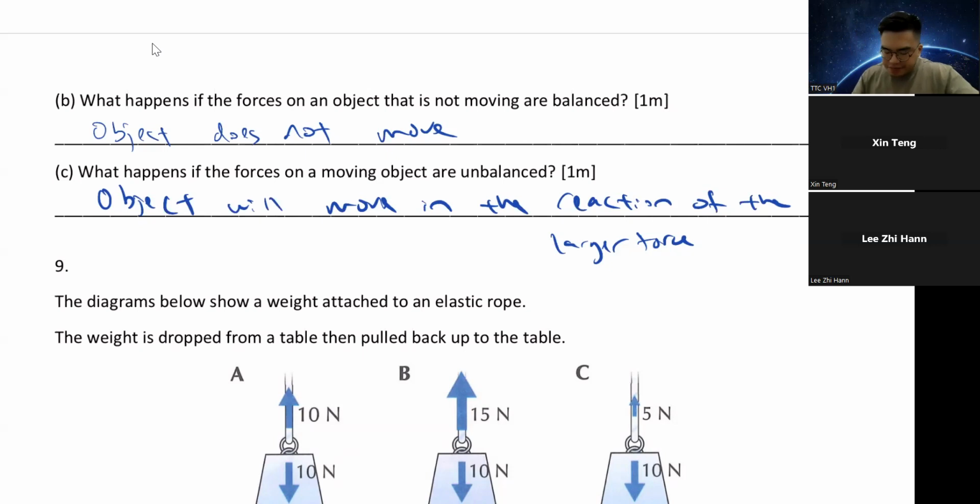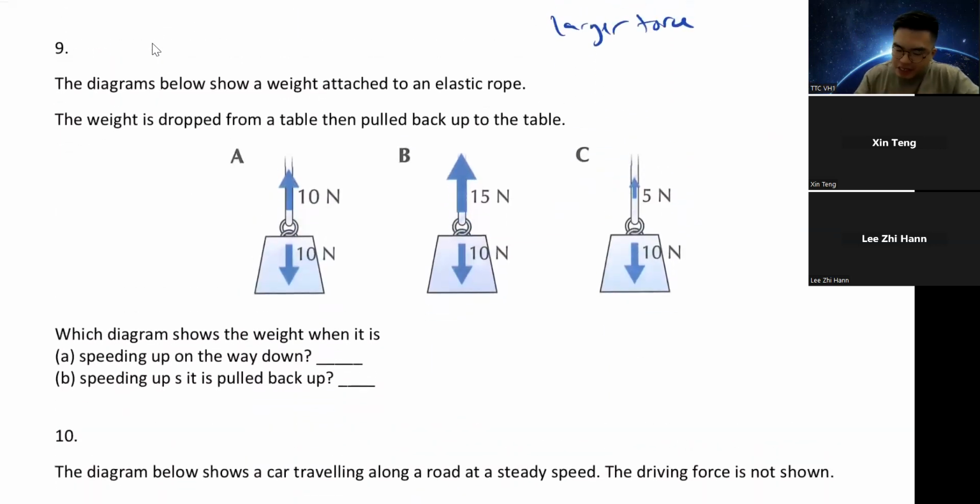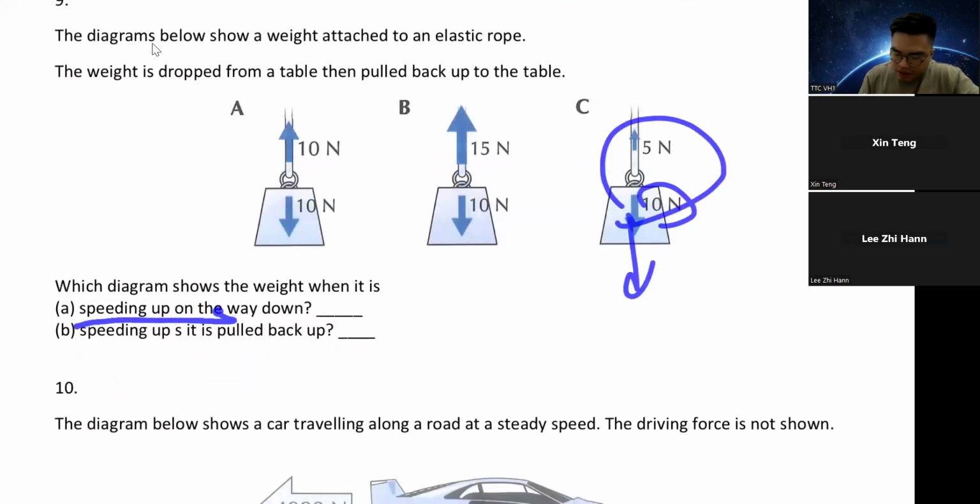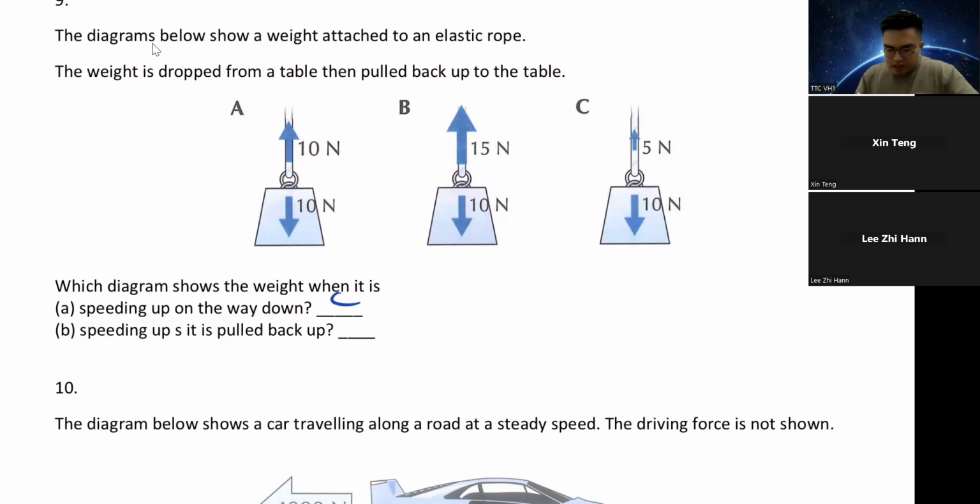All right, next, number 9. I see this is a balanced force. So this object will not move. This is not balanced. The object will go up because 15 is larger. This object will go down because 10 is larger. So speeding up on the way down, that should be your C. Speeding up as it is pulled back up, this is your B.